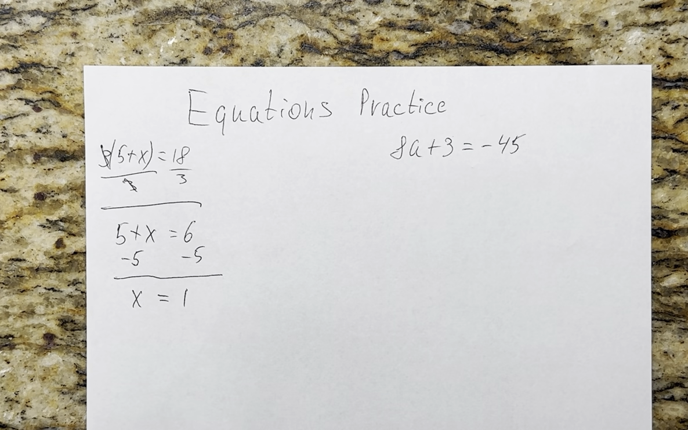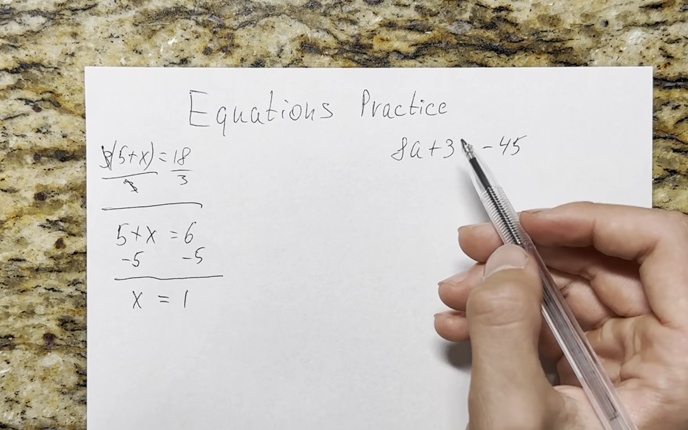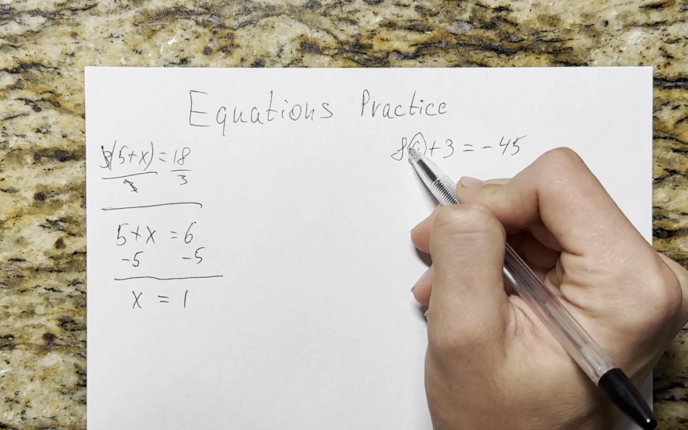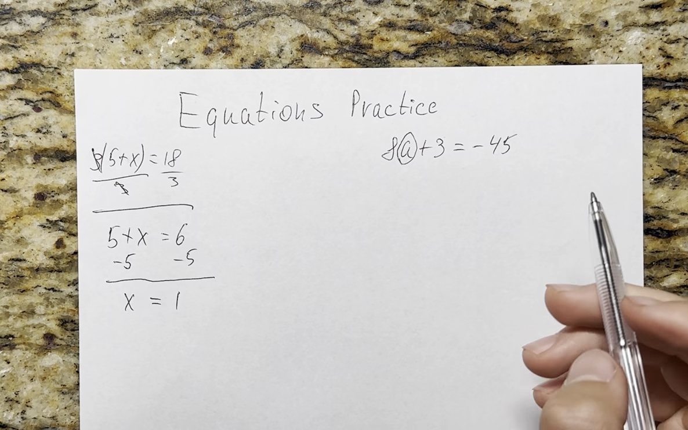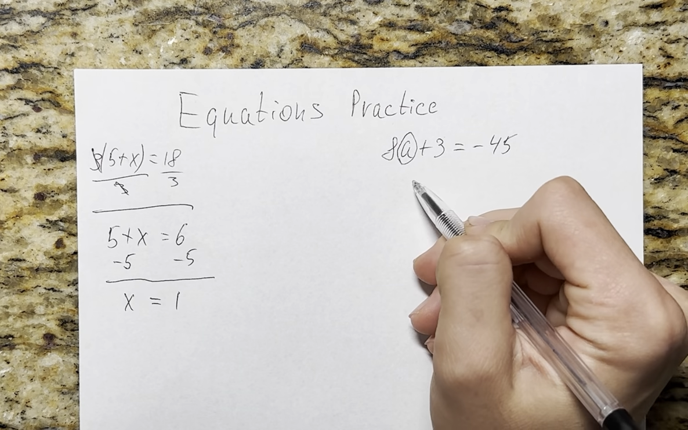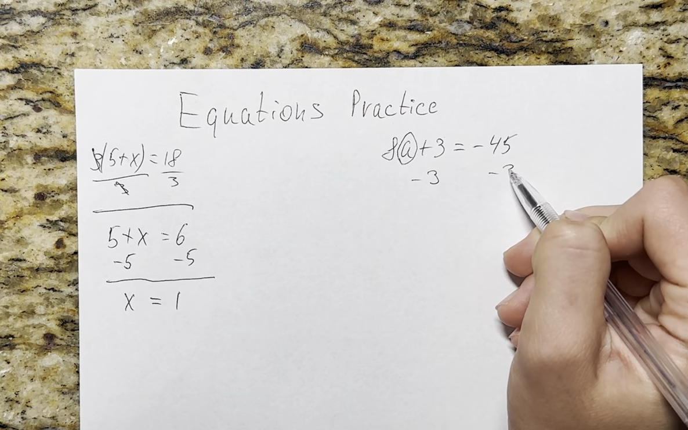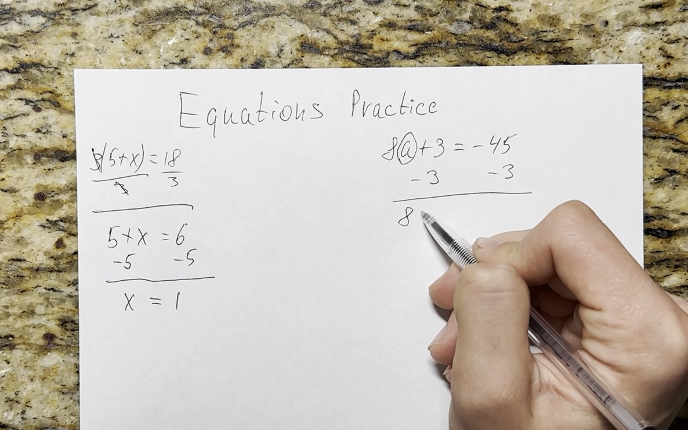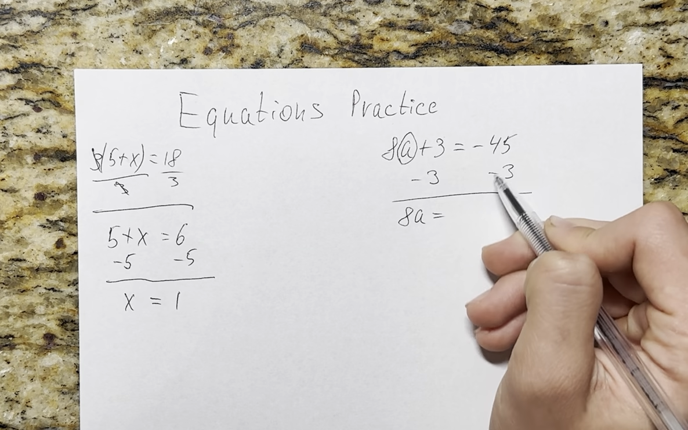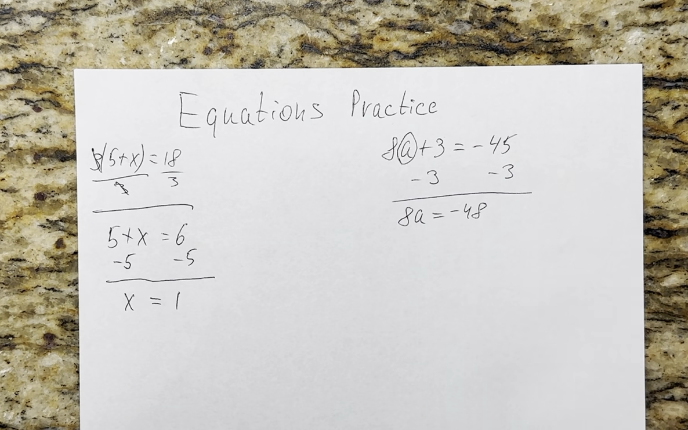Alright. So, in this one, we have to try and leave the a by itself, but we cannot do it yet. What I have to do first is subtract 3 from each side. And you'll get 8a by itself and equals negative 48.